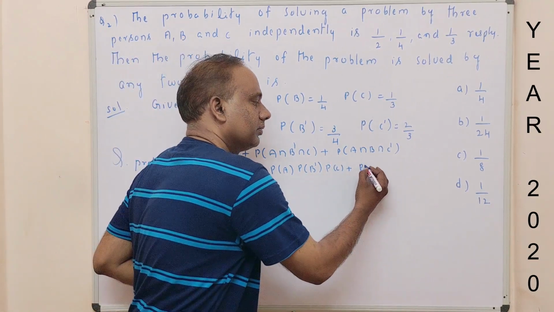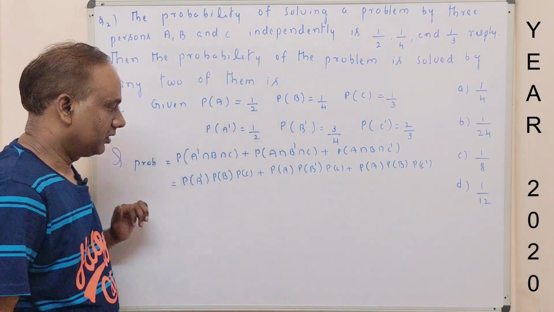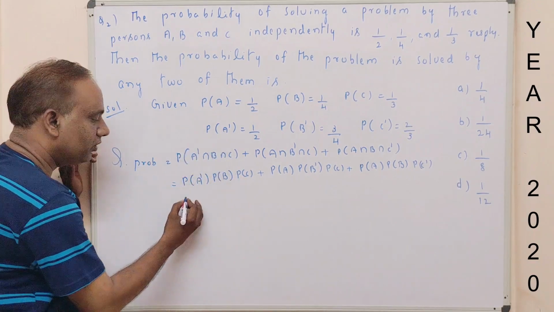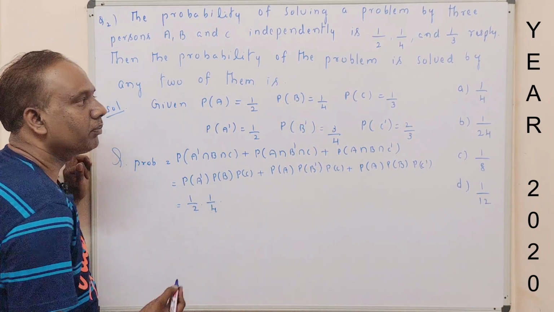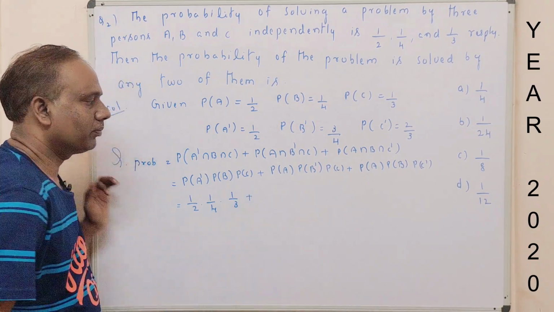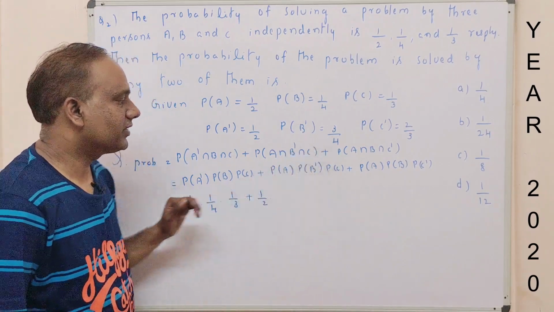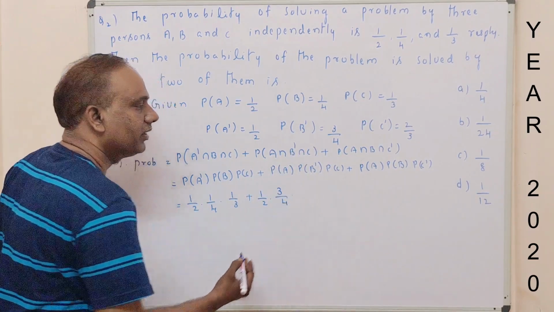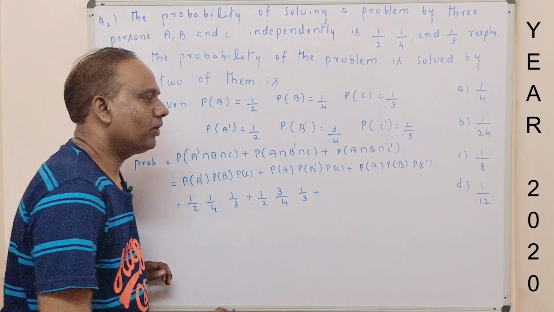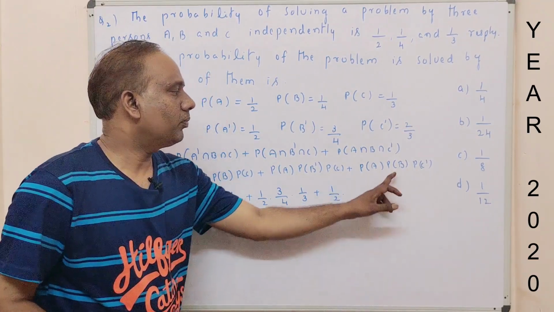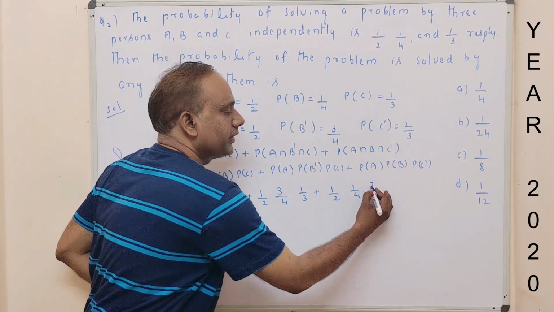Now P of A dash value is 1 by 2 and P of B is 1 by 4 and P of C is 1 by 3, plus P of A is 1 by 2 and P of B dash is 3 by 4 and P of C is 1 by 3, plus P of A is 1 by 2 and P of B is 1 by 4 and P of C dash is 2 by 3.